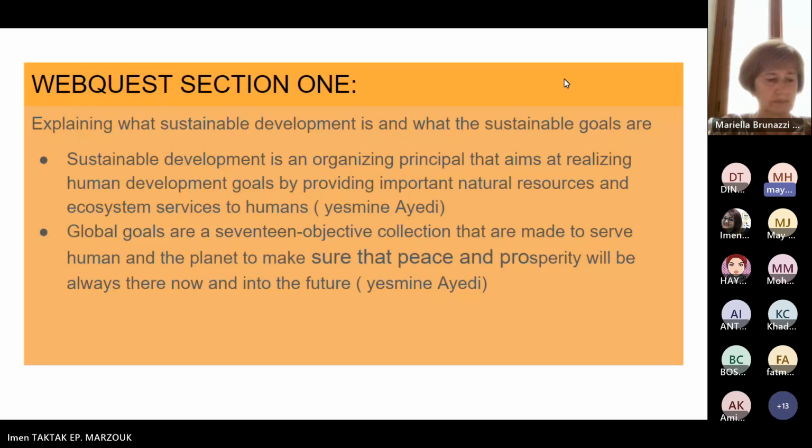Okay, sustainable development is an organizing principle that aims at realizing human development goals, natural resources, and ecosystems service to humans. Global goals are 17 objective collections that are made to serve humans and the planet to make sure that peace and prosperity will always be there now and into the future.